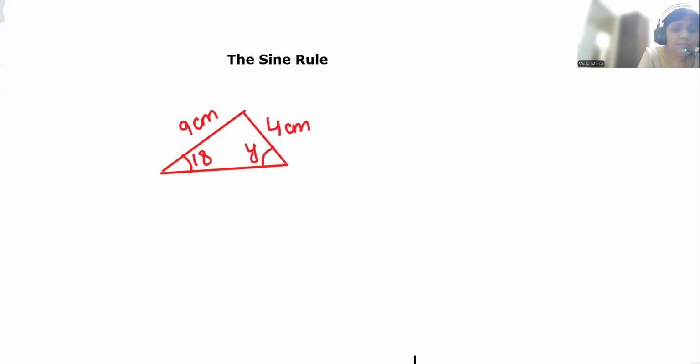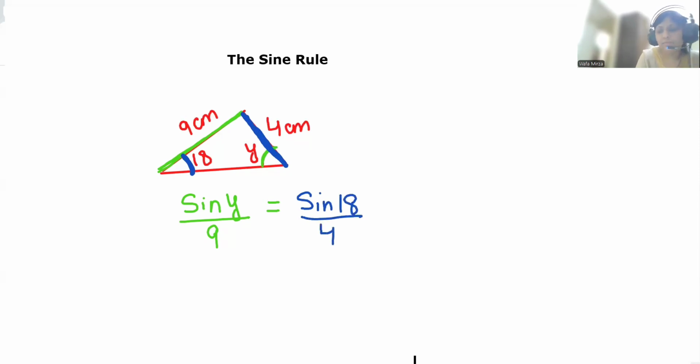So again, if I am taking angle y, then I have to take the side which is opposite to angle y, that is 9 centimeter. So I will say here that sine y over 9 centimeter is equal to, now if I take angle 18, then I have to take the side opposite to angle 18, which is 4 centimeter. So I will take sine 18 divided by 4 centimeter.